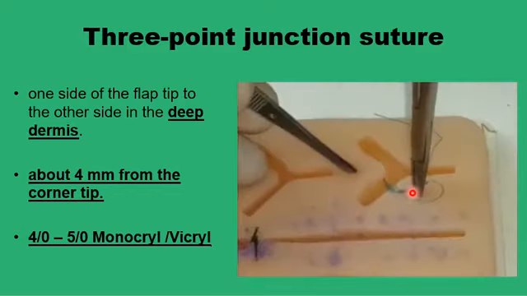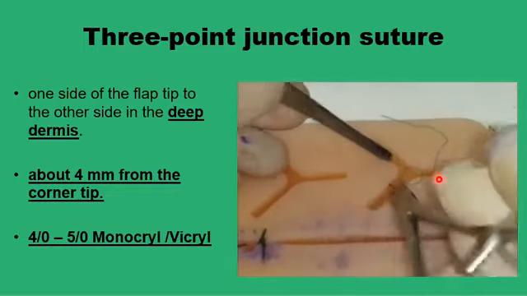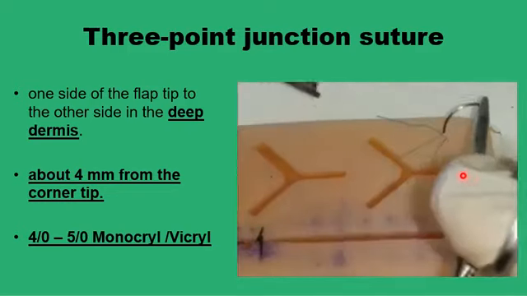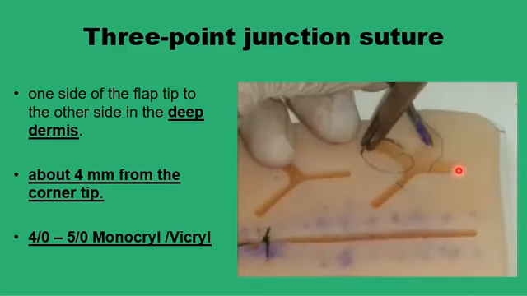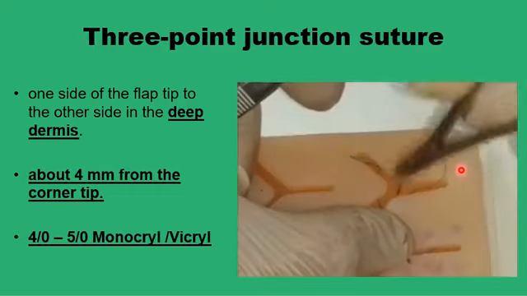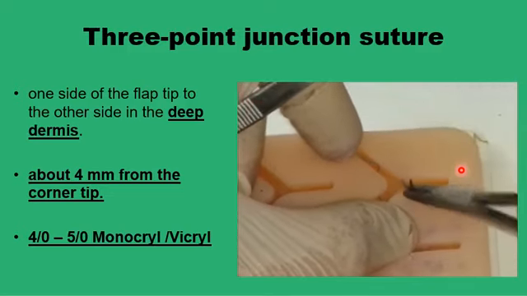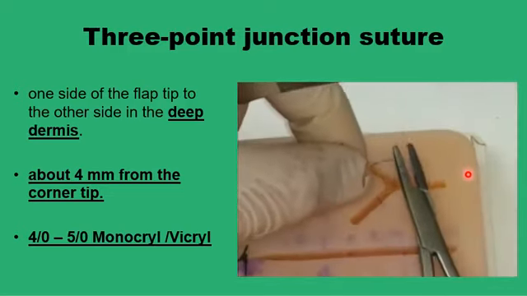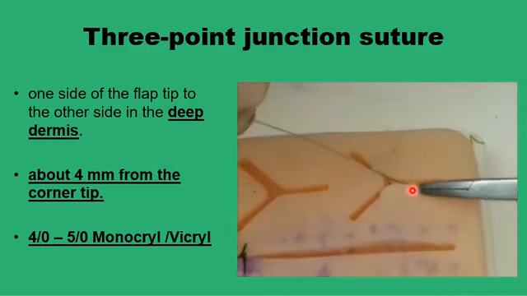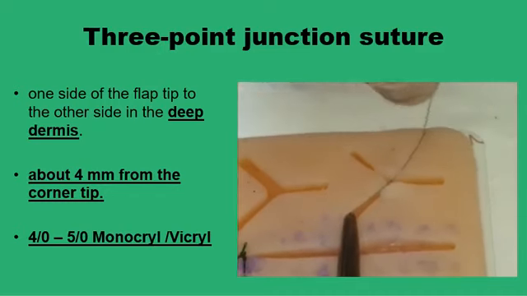Subcuticular horizontal bites in the deep dermis in one flap after the other, and finally through the last flap, and then once the needle is retrieved, you can tie the knot, and because there are multiple directions here, you tie it in different directions.